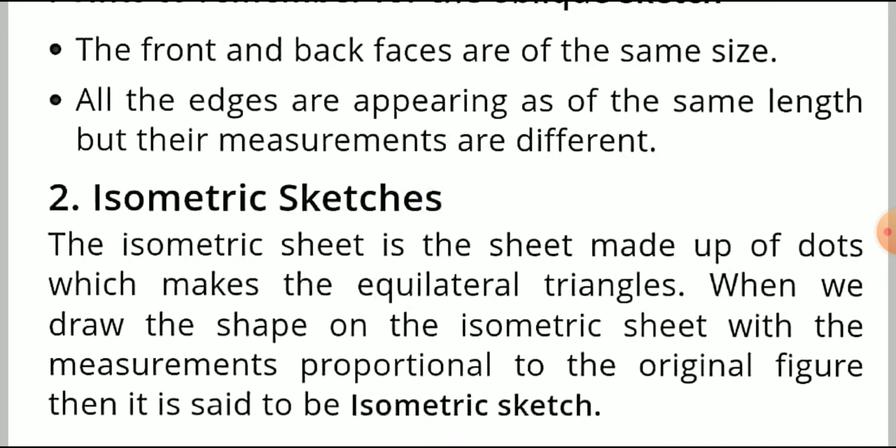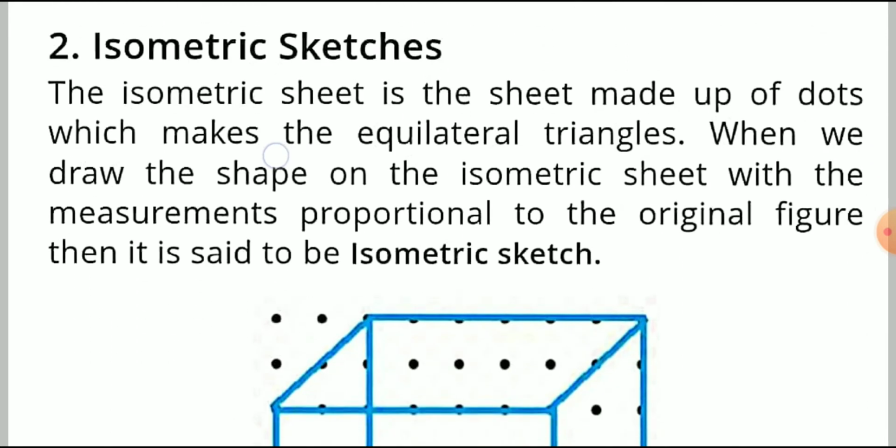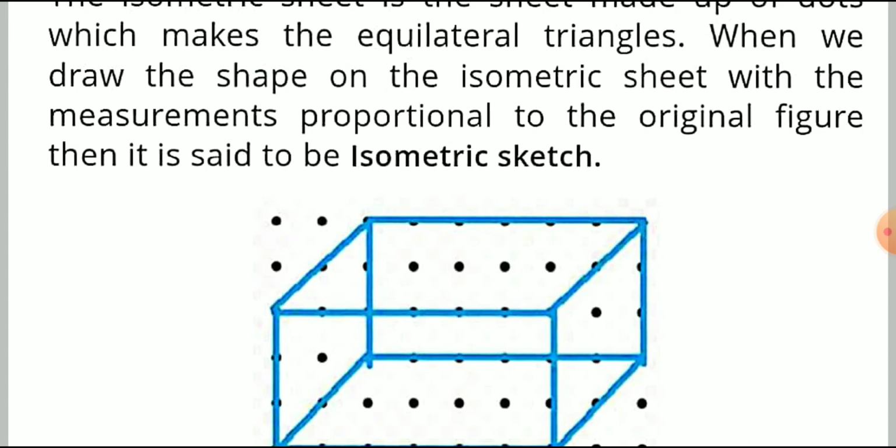When we draw the shape on the isometric sheet with measurements proportional to the original figure, it is said to be an isometric sketch. Clear?